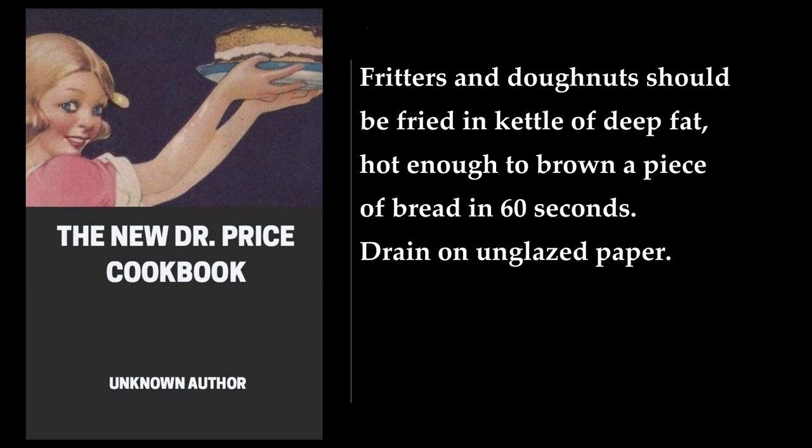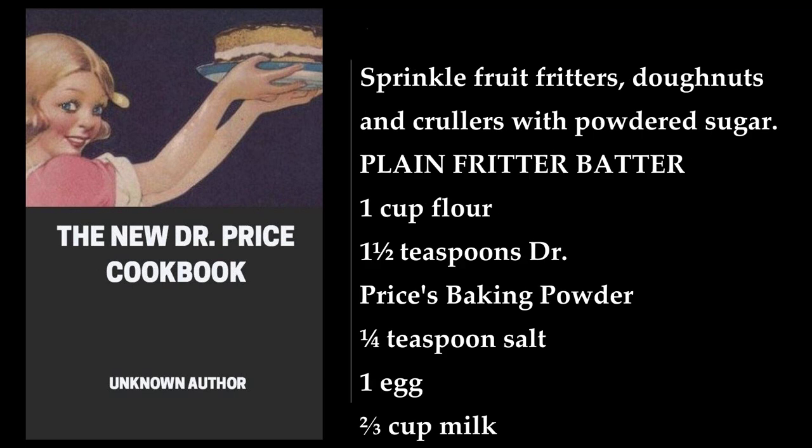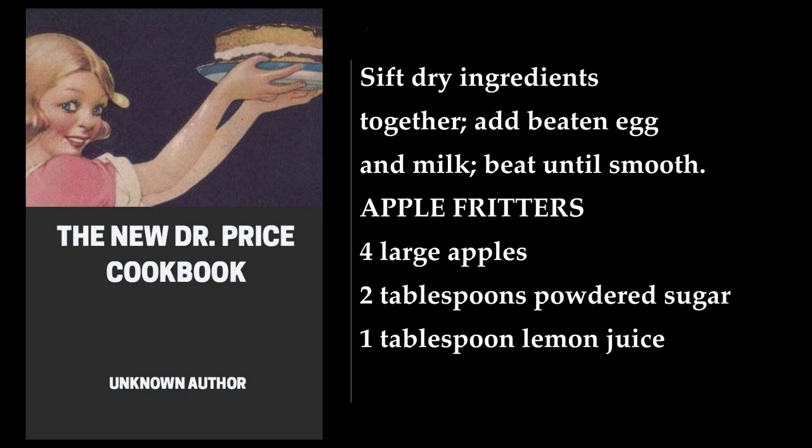Drain on unglazed paper. Sprinkle fruit fritters, donuts and crullers with powdered sugar. Plain fritter batter. 1 cup flour, 1 1/2 teaspoons Dr. Price's baking powder, 1/4 teaspoon salt, 1 egg, 2/3 cup milk. Sift dry ingredients together, add beaten egg and milk, beat until smooth.